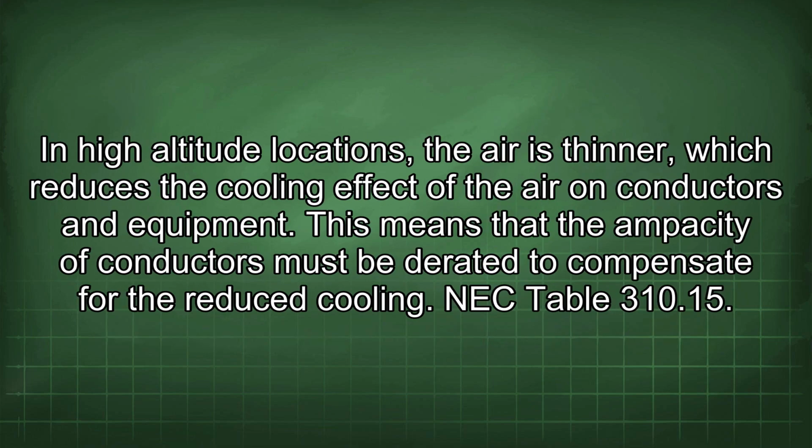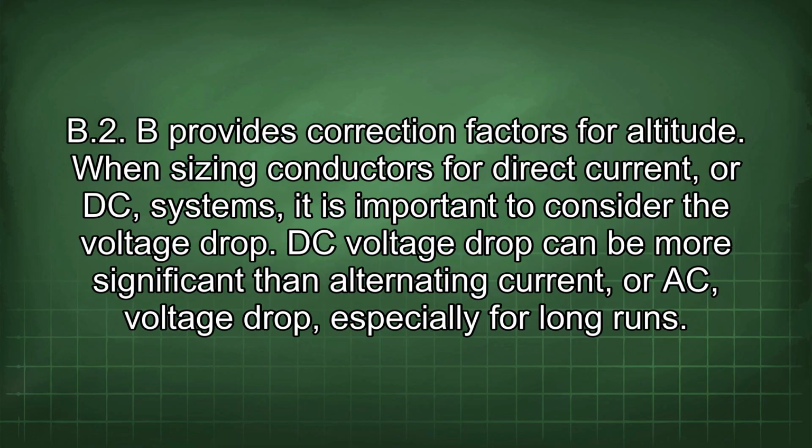In high-altitude locations, the air is thinner, which reduces the cooling effect of the air on conductors and equipment. This means that the ampacity of conductors must be derated to compensate for the reduced cooling. NEC Table 310.15 provides correction factors for altitude.